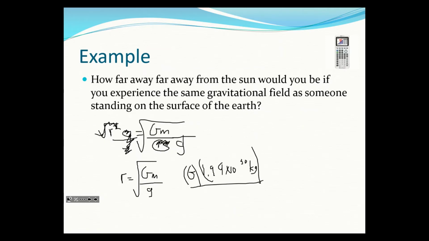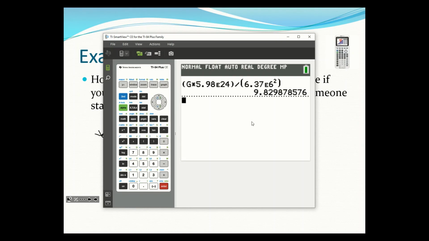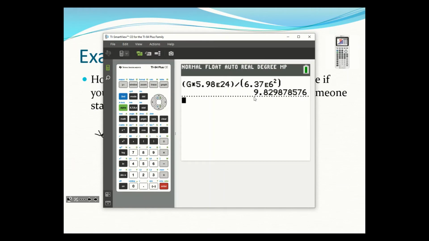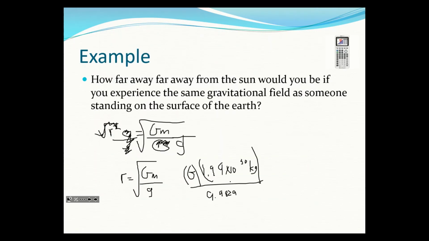Okay, and then we want to use our answer from before. We want to use our calculator answer that we got here, 9.829. Oops, I think I said that wrong. 9.829 meters per second squared, or newtons per kilogram. We want to plug that in there.